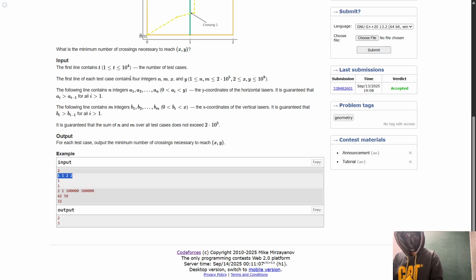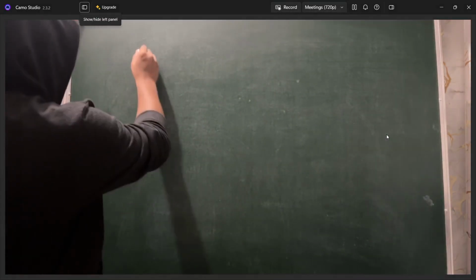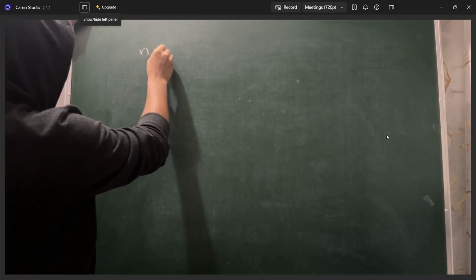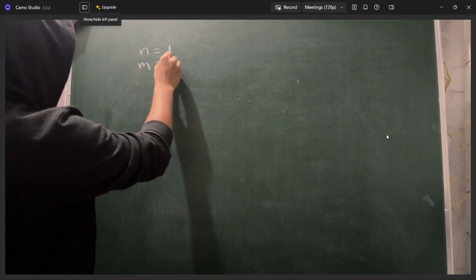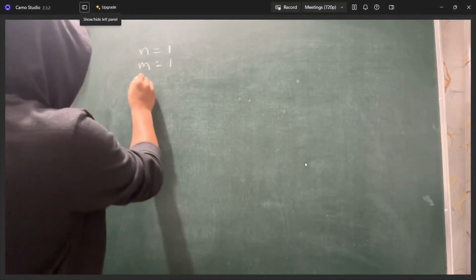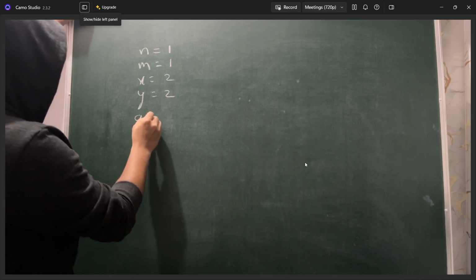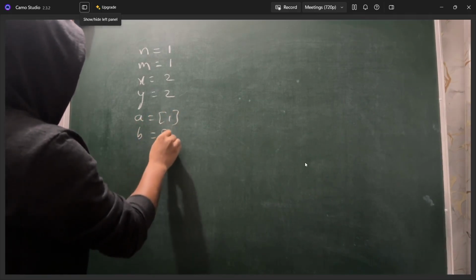Let's look at the input they have given: test cases. For every test case we have n, m, x, y, and the following lines have a1, a2 up till an, and b1, b2 up till bm. Let's take this example and understand it. There are n horizontal lasers, given as 1, and m vertical lasers, also given as 1. The point they want to reach, x comma y, is 2 comma 2, and array A has 1 and array B also has 1.